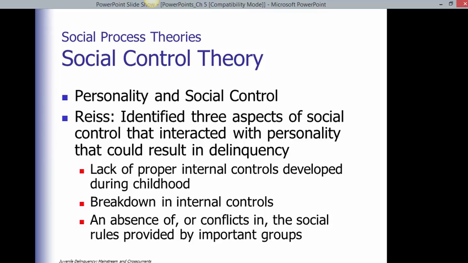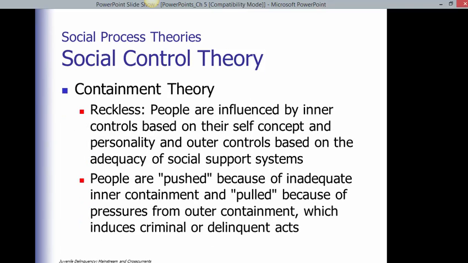Social control theory continued. Personality and social control. Reiss identified three aspects of social control that interact with personality that could result in delinquency. 1. Lack of proper internal controls developed during childhood. 2. Breakdown in internal controls. 3. An absence of or conflicts in the social roles provided by important groups.